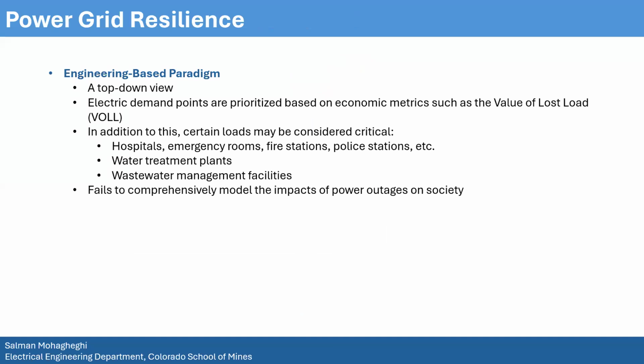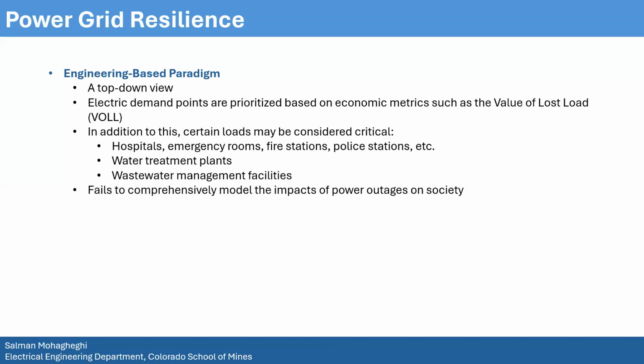Now, traditionally, these resilience measures have been implemented based on an engineering paradigm, which is generally a top-down view. We use engineering tools and methods to implement a solution to make the grid more resilient. In doing so, our focus is primarily on technical aspects of grid operation. When it comes to load, we often prioritize different load points based on economic metrics, the most common one being the value of lost load.